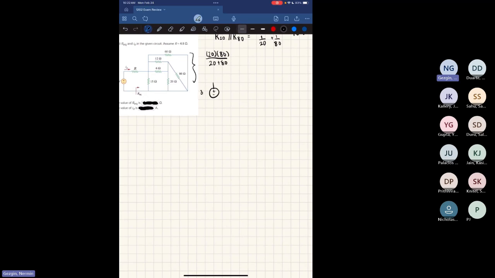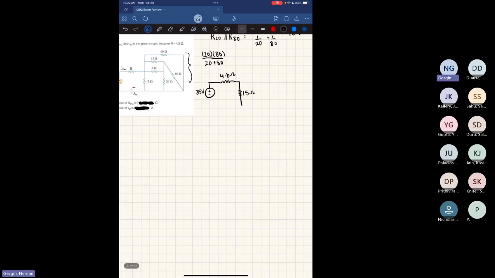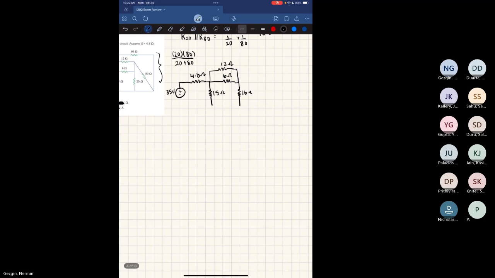So this plus or minus 35 volts. Then we have this resistor here. Then we have the 15 ohms. And then we have the 6 ohm resistor here, the 12 ohm here. And then here is where we put the new resistor that we have, which is the combination of the 20 and the 80 ohms. So after this, we have this last one here, the 60 ohms. And this is what our circuit becomes after combining those two.